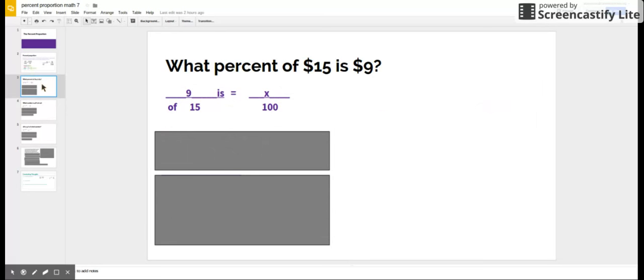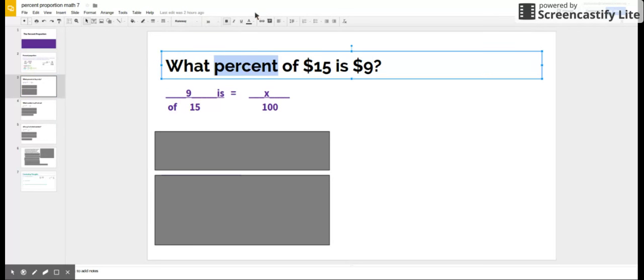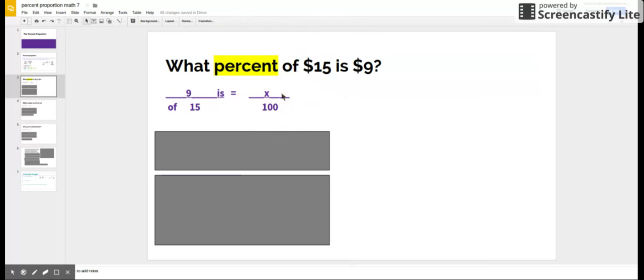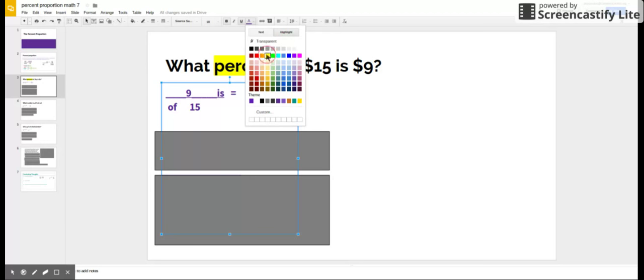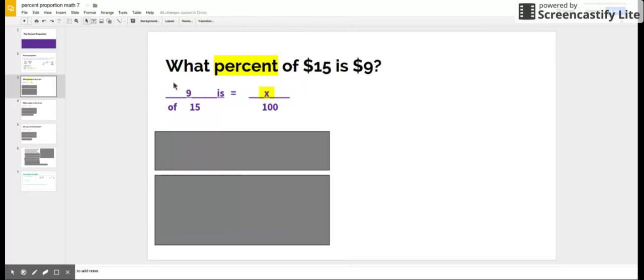So if we look here, what percent of $15 is $9? What are we looking for here? Well, we're looking for percent, right? So if we're looking for percent, we said that goes above the 100. So percent is going to be our x. Okay, so we're going to set this up like this. So we have of $15, so the of $15 is going to go at the bottom.